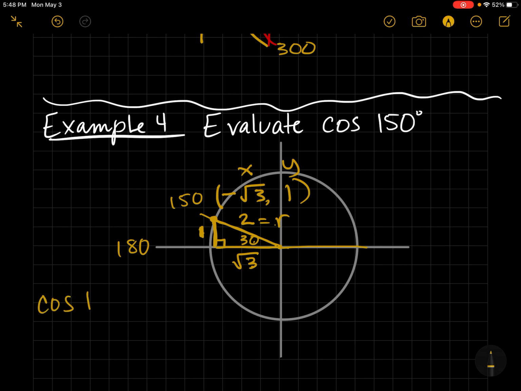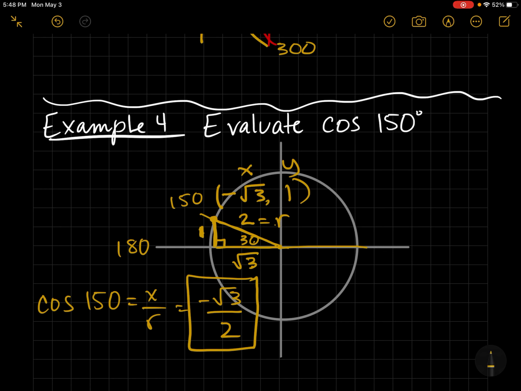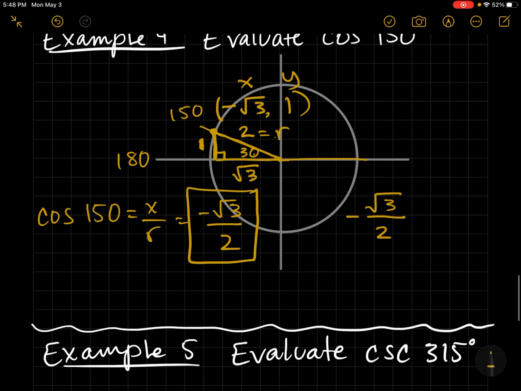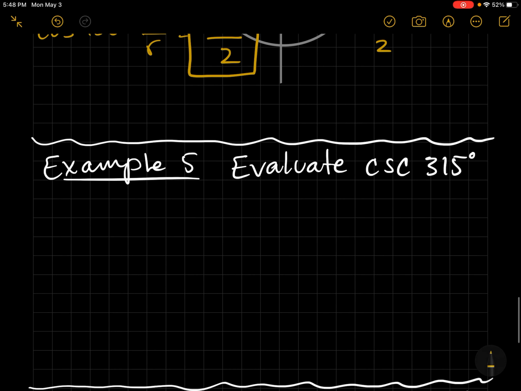So for cosine, we know that the cosine of an angle is x over r. So x is negative radical 3 and r is 2. Final answer, negative radical 3 over 2. And remember, you can write the negative sign directly in front of the fraction bar, or you can put it in the numerator or the denominator, just not both.